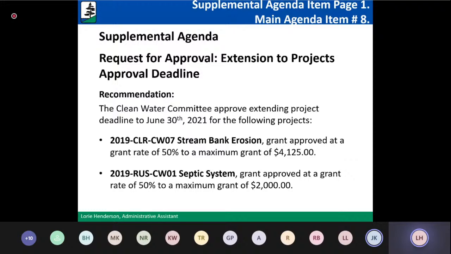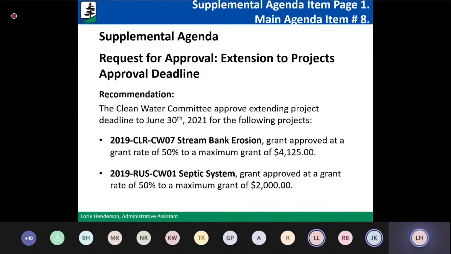Okay, so we're on to the supplemental agenda. Oh, we have one more report, sorry, Madam Chair, on page 32. Yeah, so looking back at my agenda, I missed something. So, request for approval of the 2021 Clean Water Committee meeting schedule. Sorry about that, Laura. Yeah, I have that one again.